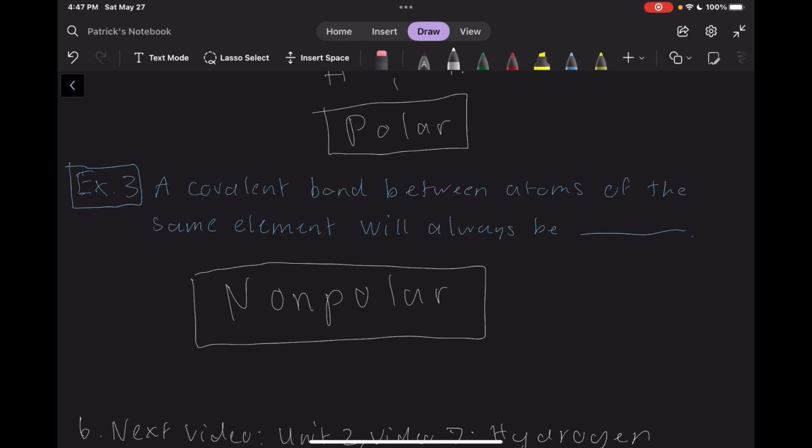The reasoning behind this is simple. Two atoms of the same element are always going to have the exact same electronegativity. This means that the electron or electrons they share aren't going to be pulled toward one atom over the other, and that is the very definition of a nonpolar covalent bond.